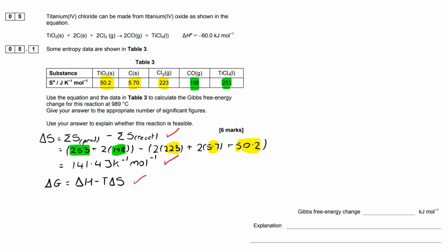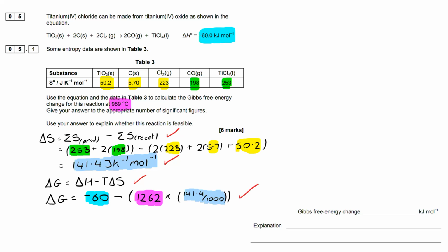Now, I'm going to also get a mark, and you commonly get a mark for restating the Gibbs free energy equation. So always write it down. Even then, if something goes wrong in the calculation, you're definitely going to be credited with at least that mark. And I can put the figures in. So I've got my -60, that's my delta H, which we can see highlighted in blue above. I'm then taking away T delta S.